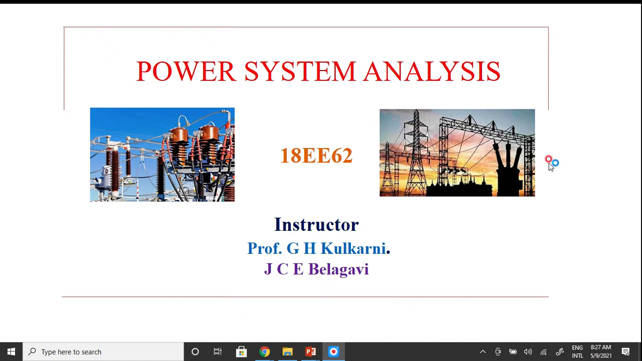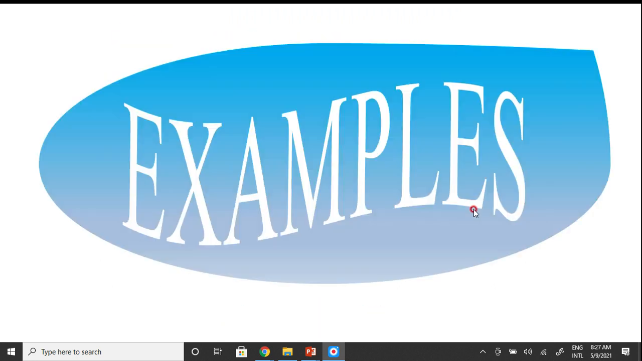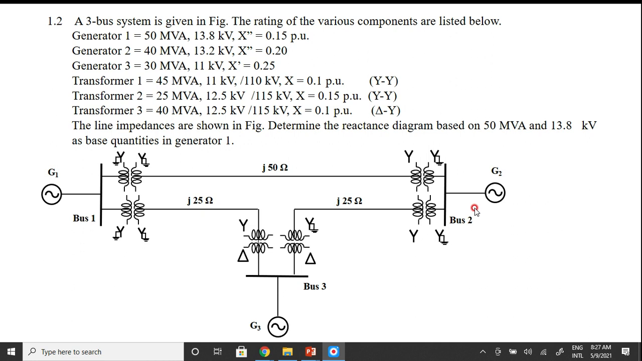We'll solve some more numericals on per unit calculations. This is the network given, for which you have to draw the reactance diagram, taking the generator 1 quantity as the base quantity, which is mentioned here in the generator circuit itself.